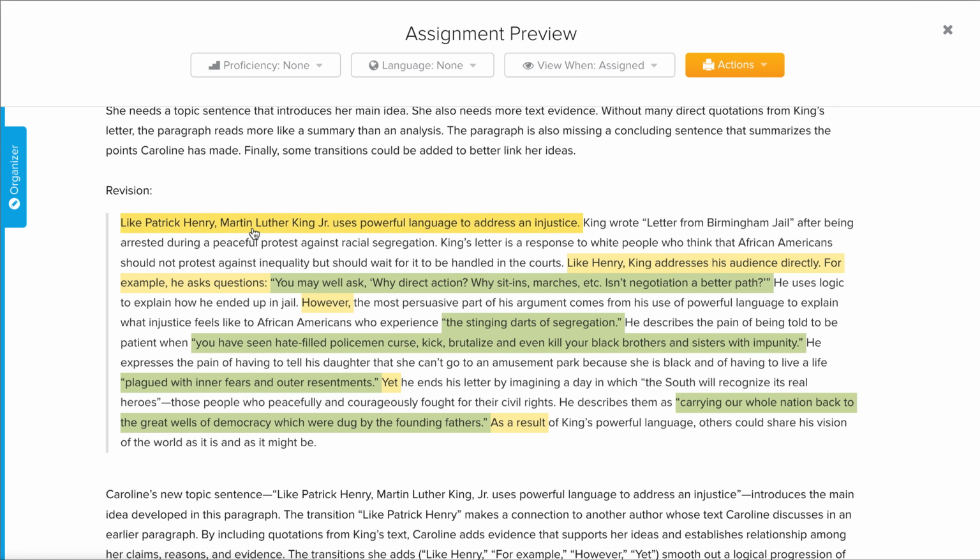I really like this because, number one, it's brief, it's to the point. It also contains a claim in there, uses powerful language to address injustice, and it helps bridge the reader from Patrick Henry to Martin Luther King Jr.